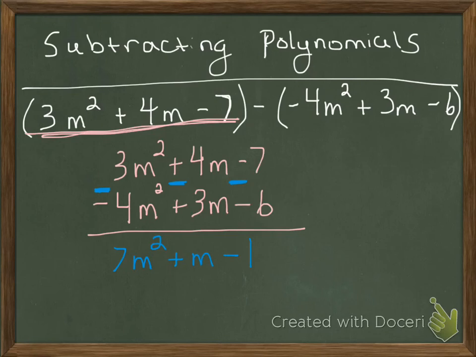Another way you can do this, I'll rewrite it real quick. 3m squared plus 4m minus 7, and negative 4m squared plus 3m minus 6. The other way that you can do this is you can go through and change all of the signs of your second equation. I can change my negative 4 to a positive 4. I can change my positive 3 to a negative 3, and I can change my negative 6 to a positive 6, and I can add them like this. 3 plus 4 is 7. 4 minus 3 is 1. And then negative 7 plus 6 is negative 1. Those are the ways you can add and subtract polynomials. Make sure you go answer the questions.